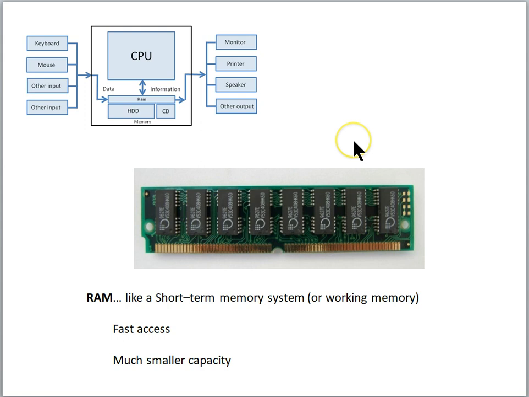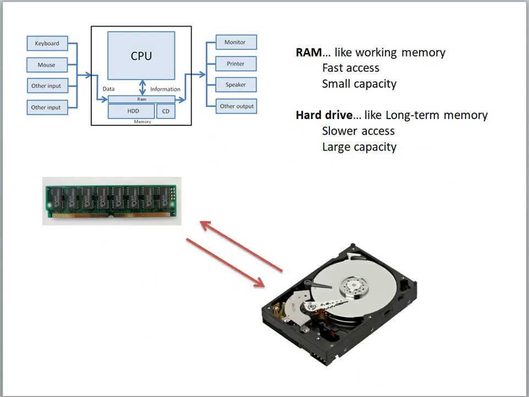Computers also have another kind of memory system called the RAM, and this is more like a short-term memory system. We're going to compare it to the working memory system. And the information in the RAM is quickly accessed, so the central processor of the computer can more quickly access the information that is stored in the RAM. However, it's got a much smaller capacity. Not as much information can be stored here. So we've got these two memory systems in a computer. The small capacity but fast access memory system, the large capacity but slower access hard drive, long-term storage.